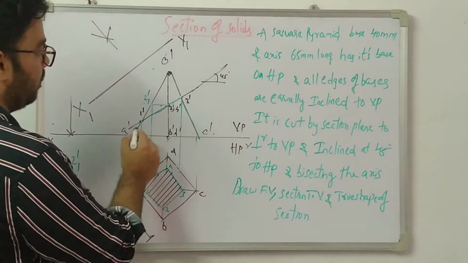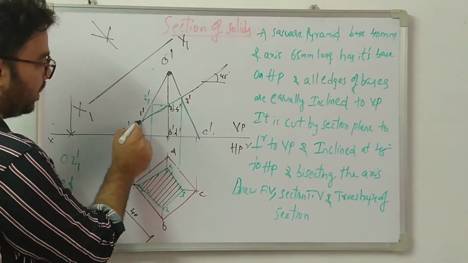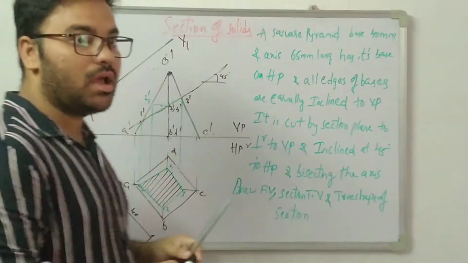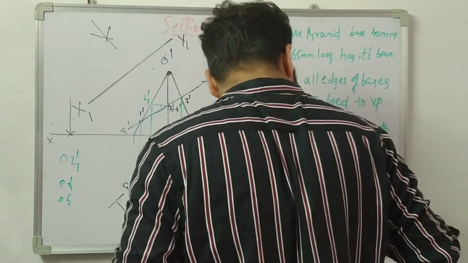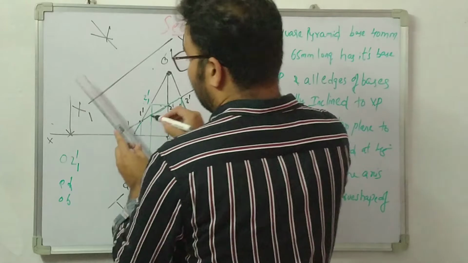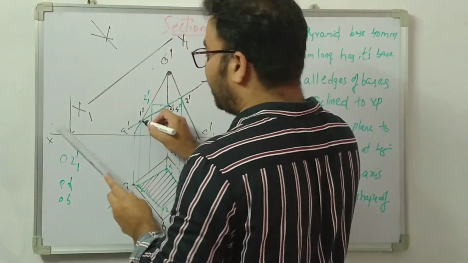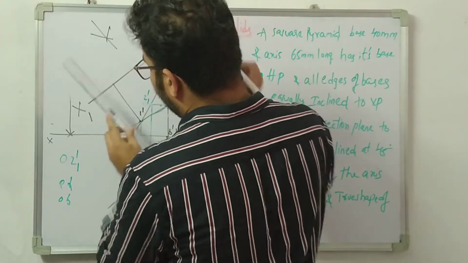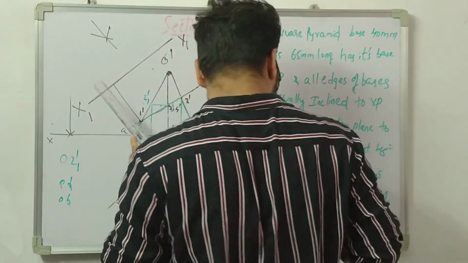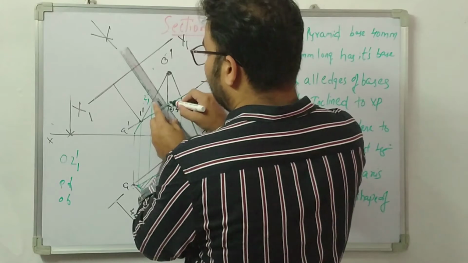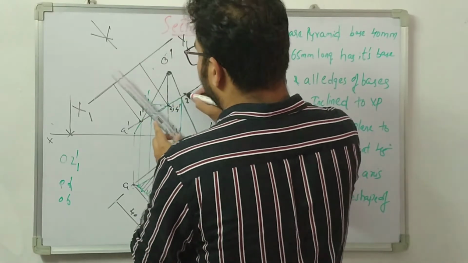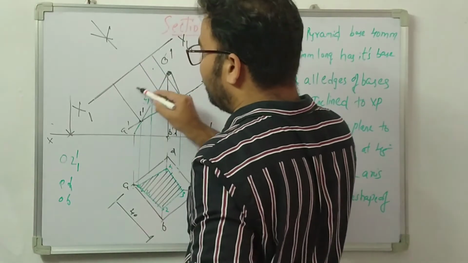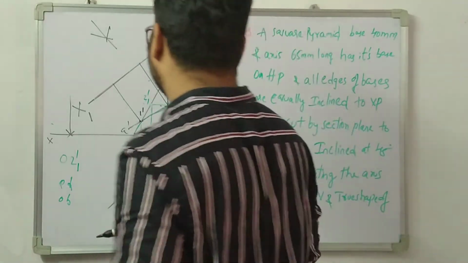Now see here, 1 dash is located here, 2 dash is located here, 3 dash is located here. From there onwards, I am drawing projection lines. One cutting point 1 is located here, 1 dash. From there, project a line. Similarly, 2 dash is located here. From there, draw a projection line. Similarly, 3 dash is located here, draw a projection line. So we have to draw this very light.